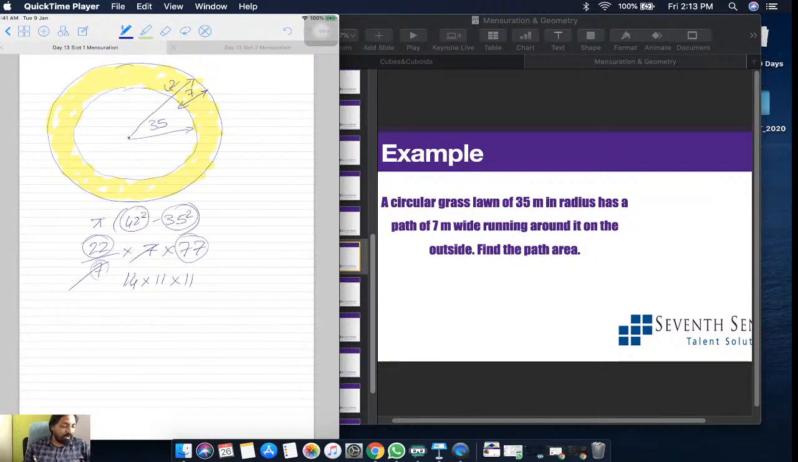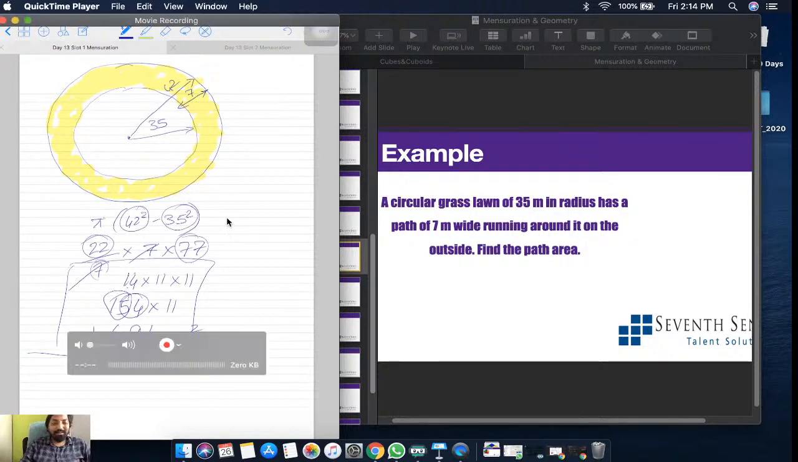So how will I do 14 into 11 into 11? 14 into 11 is 154. This into 11 is 1, 4, 5 plus 4 is 9, 5 plus 1 is 6, 1694. I hope you know how to multiply by 11. The answer is 1694 meter square. That's a huge area.